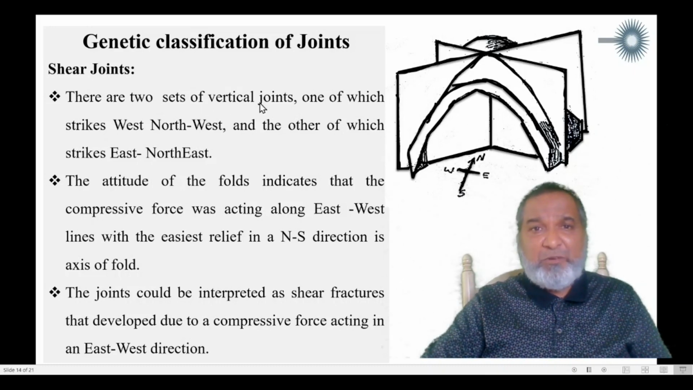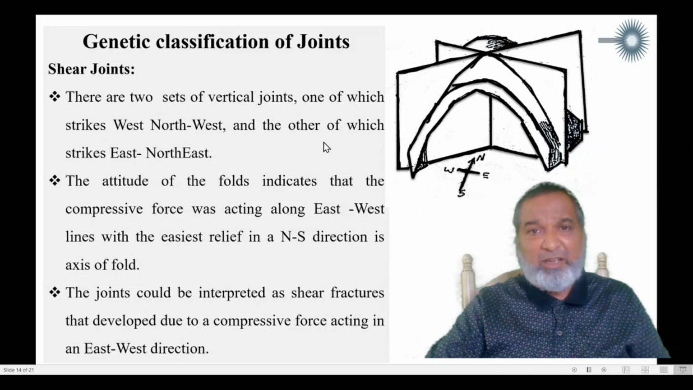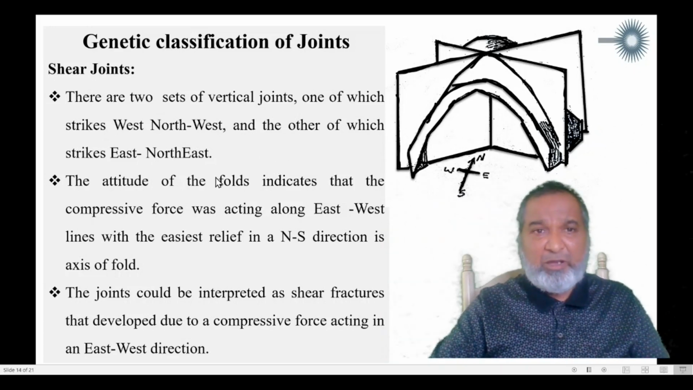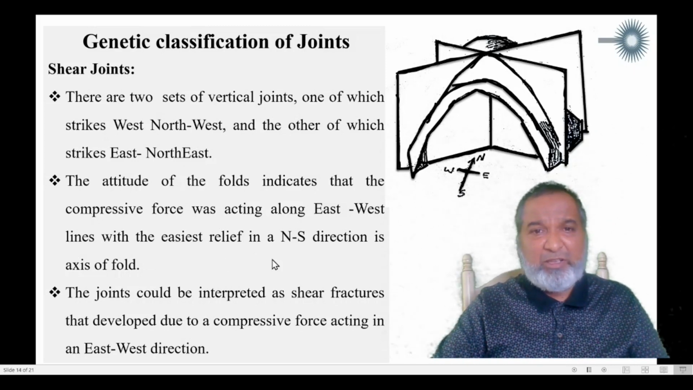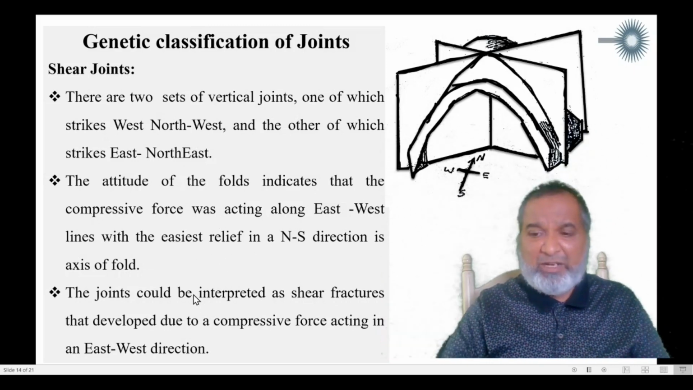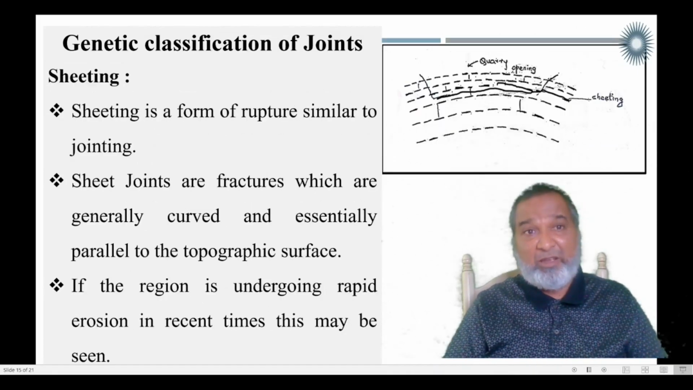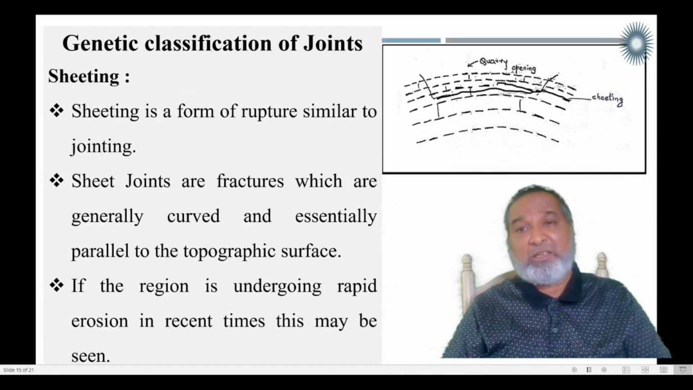These are the two sets of vertical joints, one of which is striking west-northwest, and the second one is east-northeast. So the direction which has been compressed will be given. Yes, this will be asked for 5 marks.